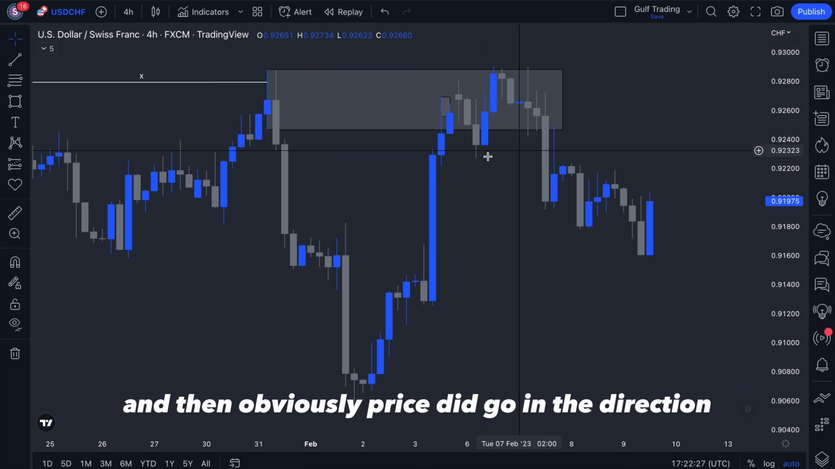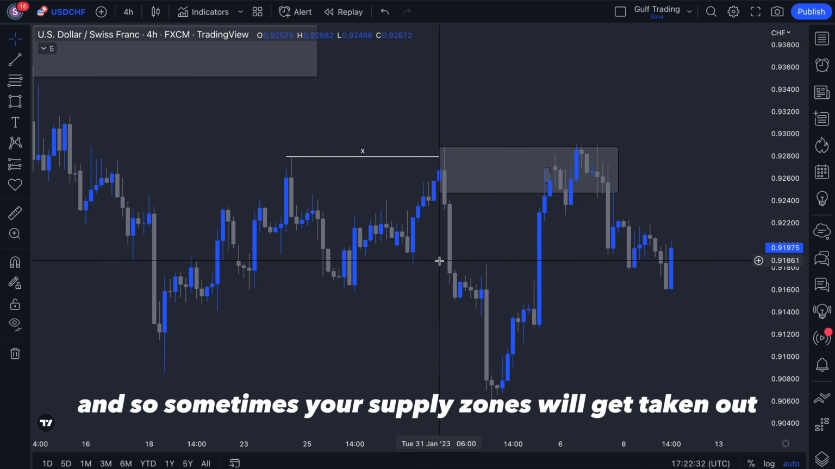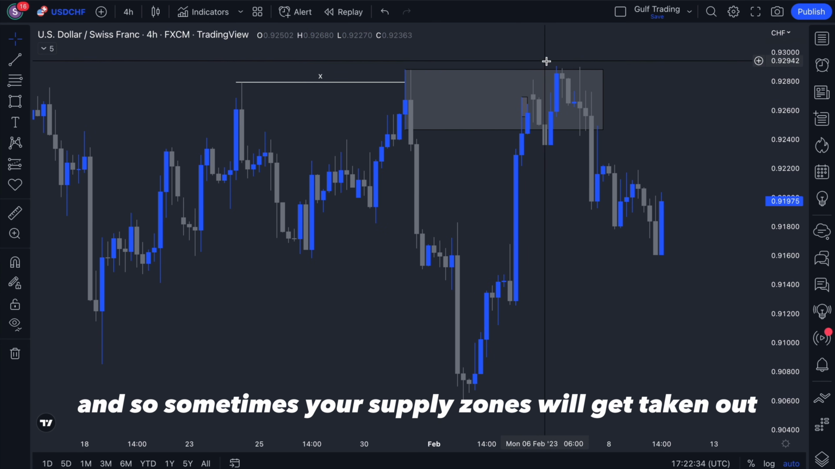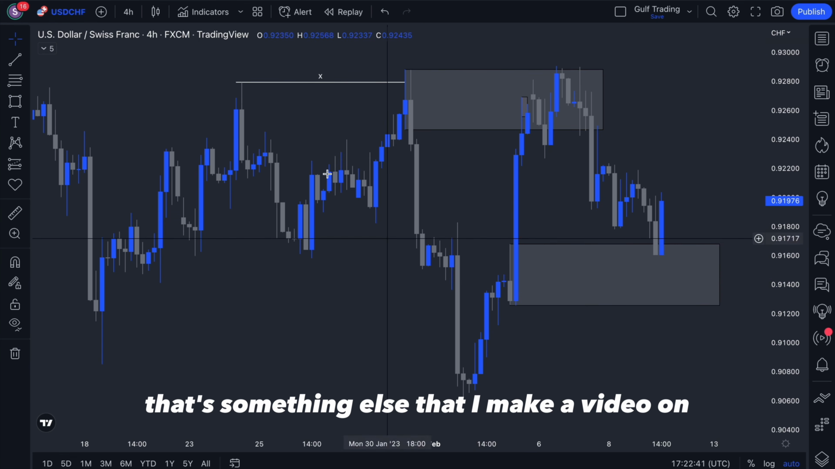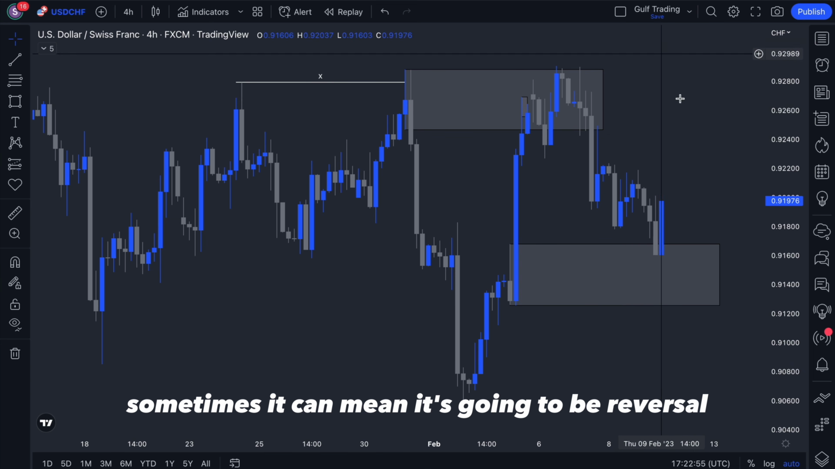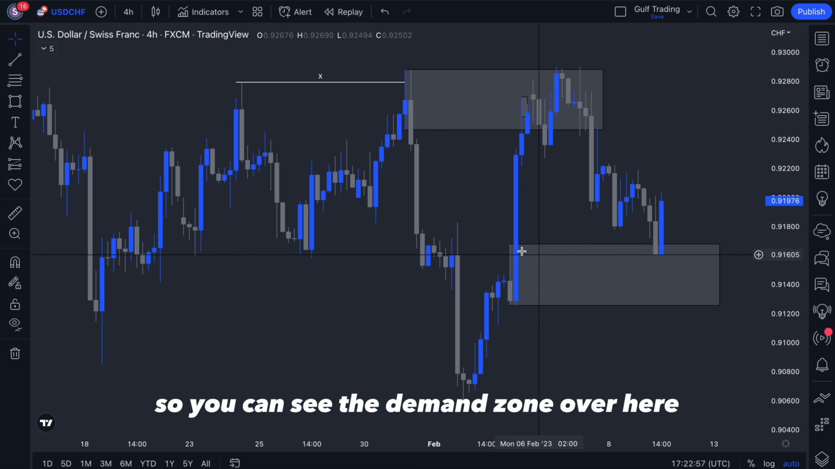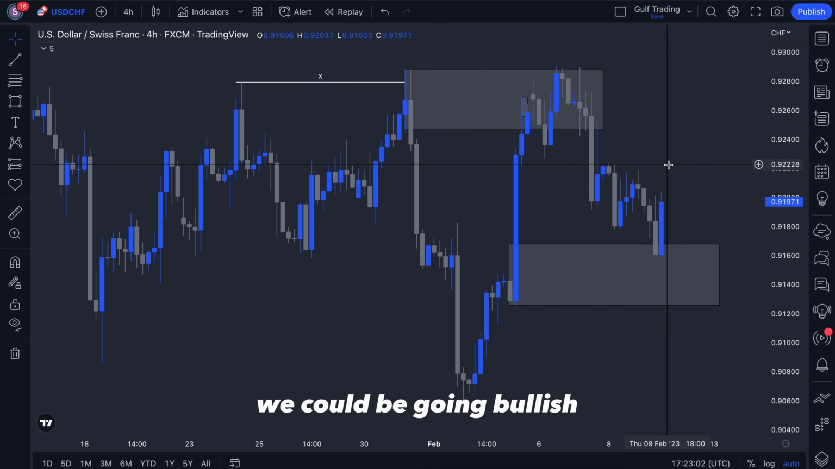And then obviously price did go in the direction because we're in a bearish trend, and so sometimes your supply zones will get taken out and then price will continue down, but maybe it wants to reverse. That's something else that I might make a video on, when supply zones get rejected. Sometimes it can mean there's going to be a reversal. So you can see the demand zone over here. If it gets respected and this area breaks, we could be going bullish, but that's a concept for another video.